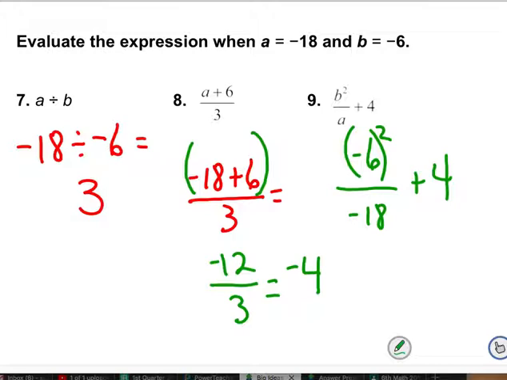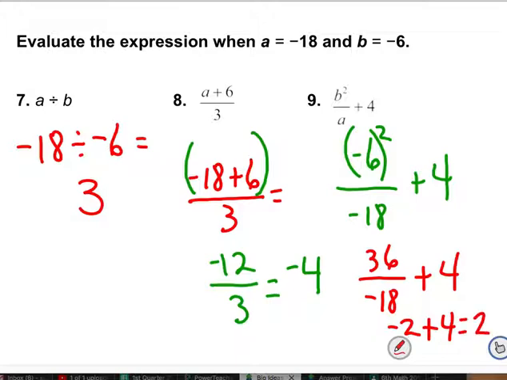What does the parentheses say? What am I squaring? What number am I really squaring? Tanner? -6. -6 times -6 is positive 36, divided by -18. What's positive 36 divided by a -18? What does that have to be equal to, Jillian? That has to be a -2 plus 4. So my final answer has to be 2. Why did I say negative? My final answer has to be a 2.